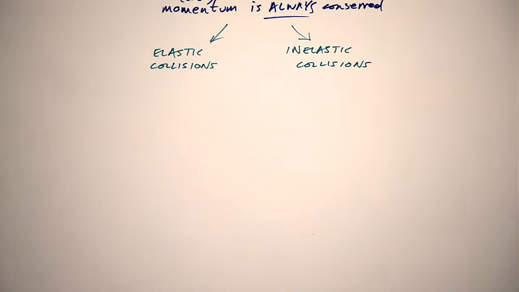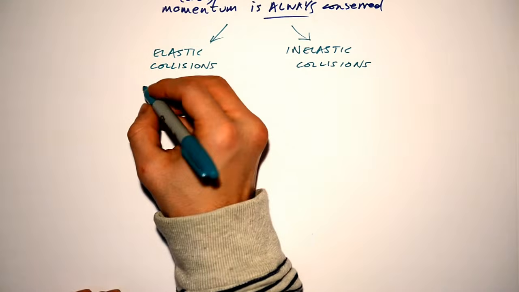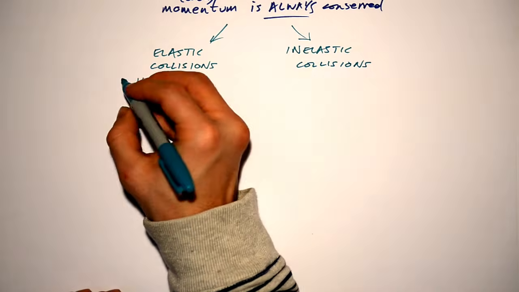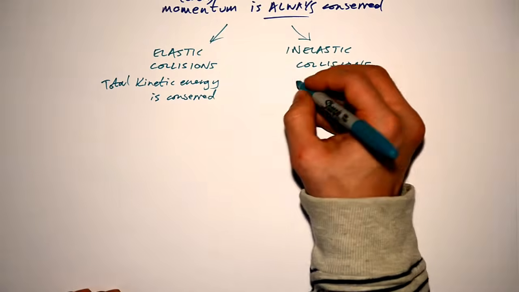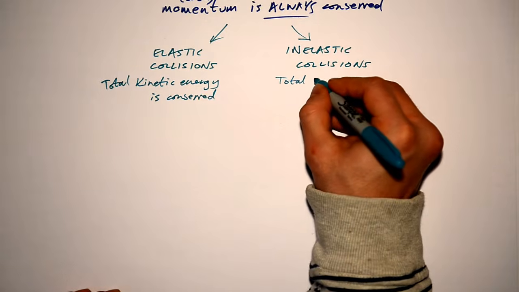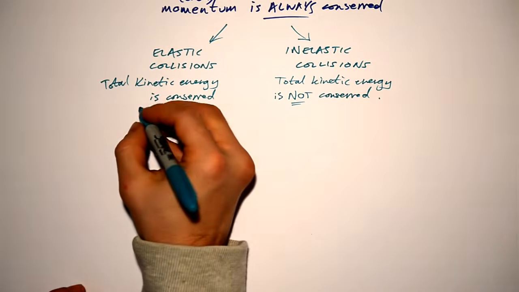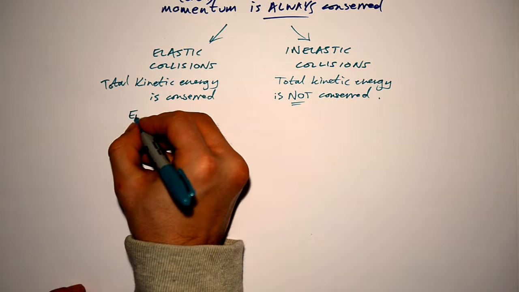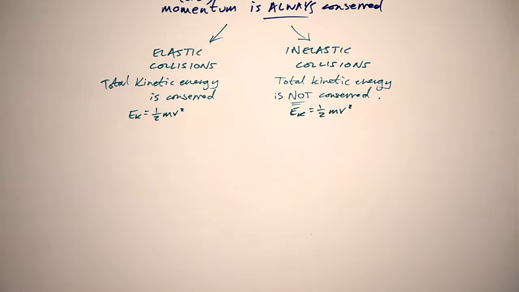The only difference between these two: momentum is always conserved in both of these things, but in elastic collisions, total kinetic energy is conserved, and in inelastic collisions, total kinetic energy, you guessed it, is not conserved. So don't forget that kinetic energy is half mv squared. I'm just going to write it as EK. You could get asked, here's a collision, calculate what's going on with the speeds and check if it's elastic or inelastic. So let's have a look at an example of a collision then, shall we?